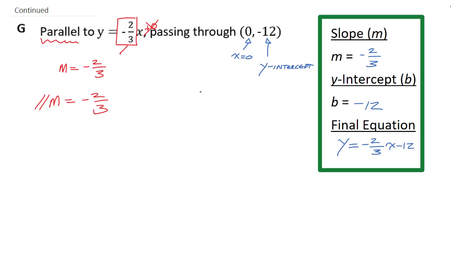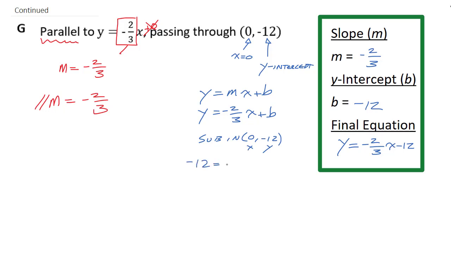Now again, if you forgot or didn't remember, you'd go through your usual business. You'd sub in the slope, which is negative 2/3. You'd sub in the point, right? You'd sub in 0, negative 12. You'd make x 0, you'd make y negative 12. Negative 12 equals negative 2/3 times 0 plus b. And what do you end up getting? The negative 2/3 times 0, that's all 0. So it's 0 plus b, which is just b.